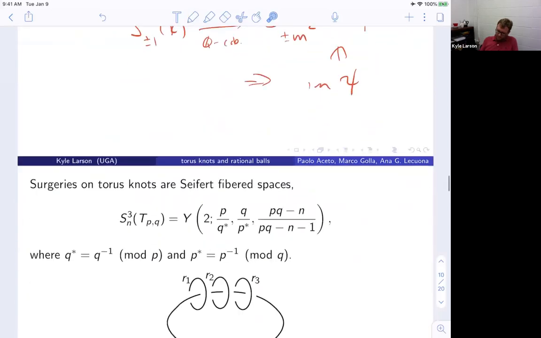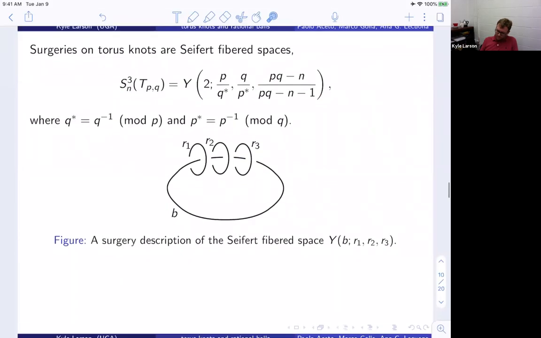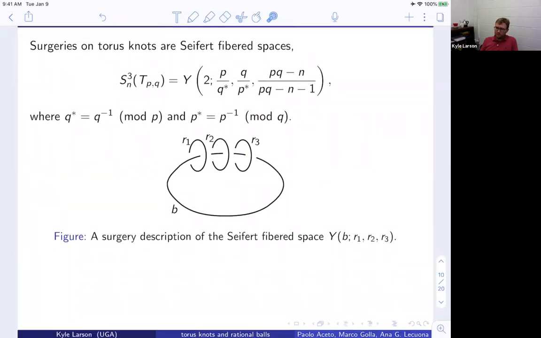Okay, so now we're going to switch directions, and I only have a few more minutes, so most of this will be relegated to next week, but now we want to return to the main theorem. And like I said, we use the fact that these surgeries are Seifert fibered spaces. So here's actually the statement, right? Here we see the actual Seifert invariants.